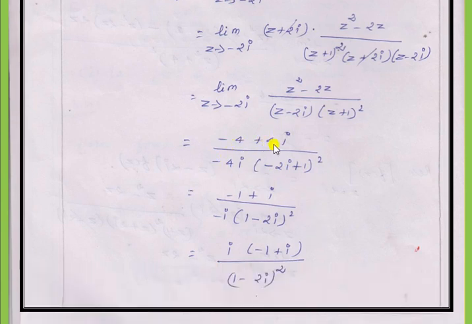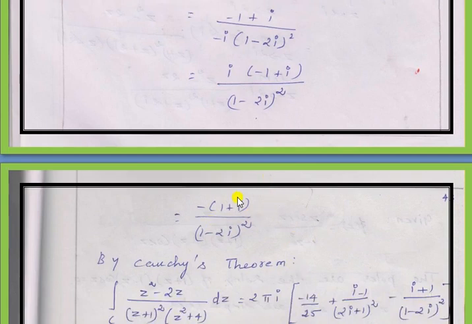So both numerator and denominator 4 getting cancelled. The remaining terms are here, minus 1 plus i by minus i into 1 minus 2i the whole square. For cancelling the denominator i, 1 by i is equal to minus i. So I may multiply numerator with minus i, denominator I am having minus i, no, otherwise minus of 1 by i is equal to i. So minus of 1 by i becomes i. So therefore i into minus 1 plus i by 1 minus 2i the whole square. So this is our third residue value.